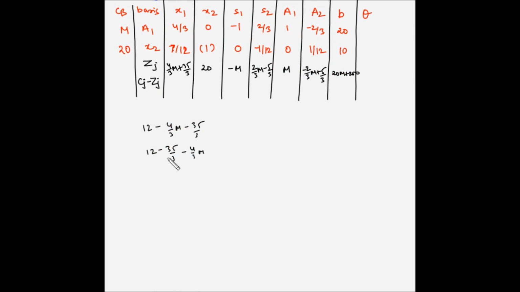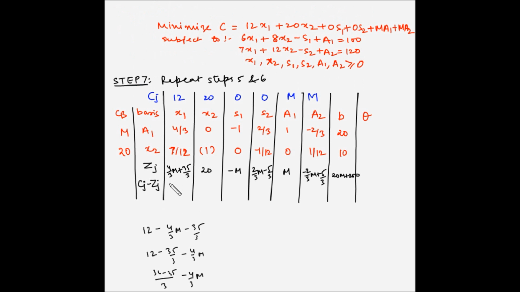So let's find this value. 3 is the LCM. So 12, 3s are 36, minus 35, minus 4 by 3m. So this becomes 1 by 3 minus 4 by 3m. For x2, 20 minus 20, this is 0. For s1, 0 minus minus m, which is plus m.